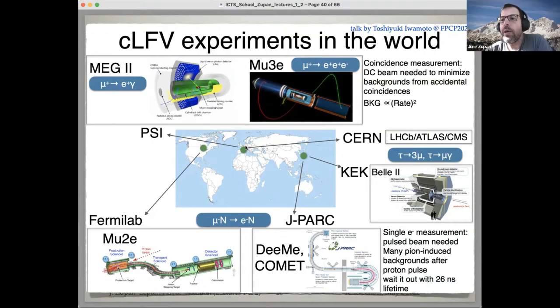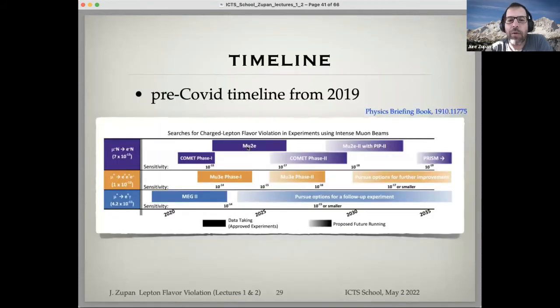All right, so maybe just one more. So the timeline, I tried to find a more recent timeline. It's not easy to understand actually. So this is from pre-COVID. So everything got shifted by at least 2 years, more or less. But so it's basically now, no?